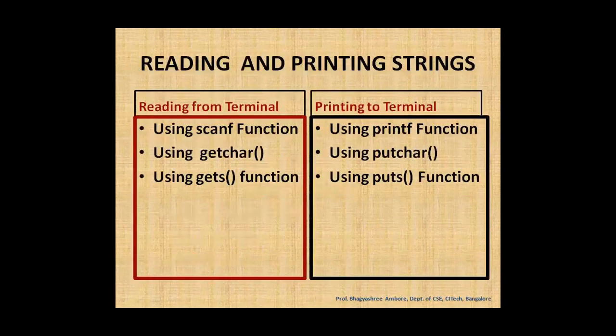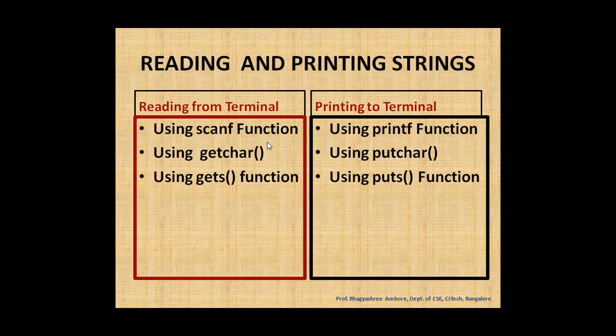Now we'll see the operations which can be performed on strings: reading and printing the strings, comparing two strings, copying one string to another string, joining two strings, and searching a part of a string in the main string. Substring we are searching in a main string. These are the main operations which we can perform on our strings. In that, the first one is reading and printing the strings. For reading, that is reading a value from the terminal, we can use the scanf function, the getchar function, or the gets function. To print to the terminal, we can use the printf function, the putchar function, or the puts function.